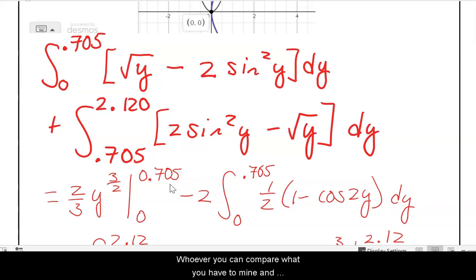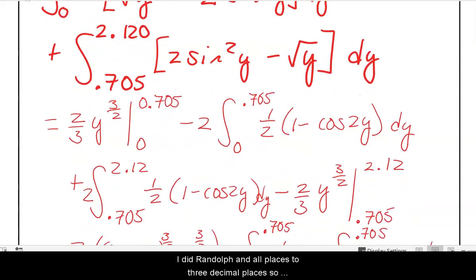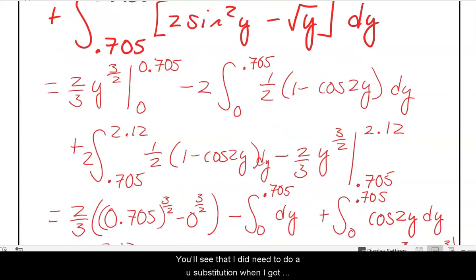However, you can compare what you have to mine, and maybe between yours and mine, you can work out all of the errors. I did round off in all places to 3 decimal places, though technically you should not round until the final answer. You'll see that I did need to do a u substitution when I got the cosine of 2y. Notice that that came from making a trig substitution for sine squared of y, since we currently don't have a way to integrate that in Calculus 1.